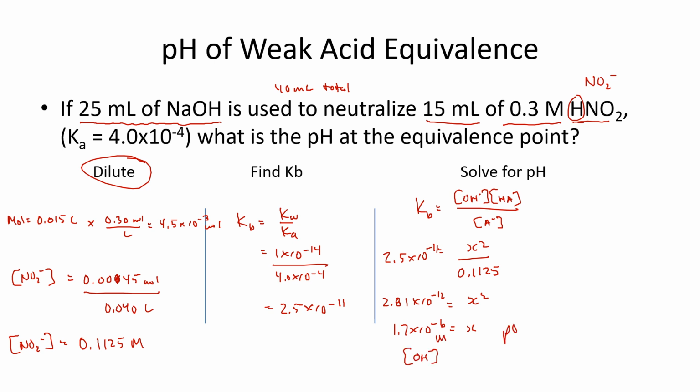And so our pOH then is the negative log of that. pOH is 5.77, 5.8. And that means our pH is 8.2. There you go.